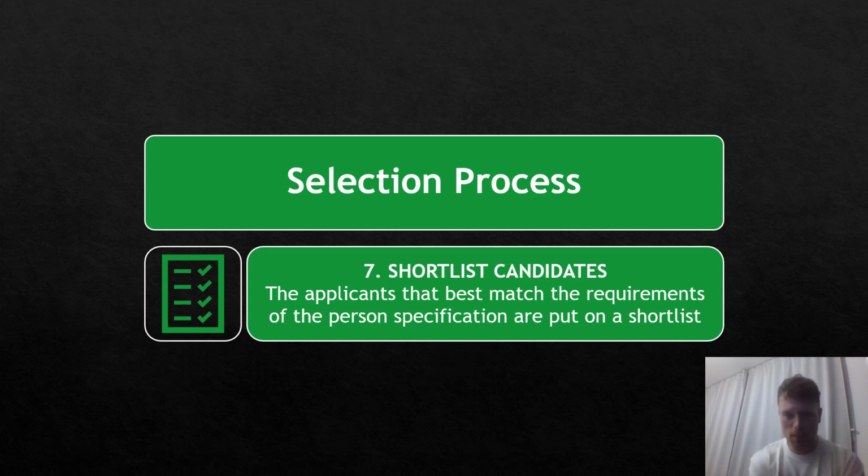Once they've sorted it into piles, they'll usually have a yes pile where they can shortlist candidates. These are applicants that best match the requirements of the person specification, and they are then put onto a shortlist. Okay, so we would have the person specification in front of us, and we'd be linking it to their CV or linking it to the application form that they have submitted.